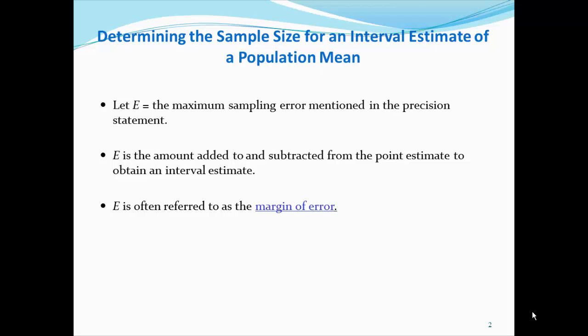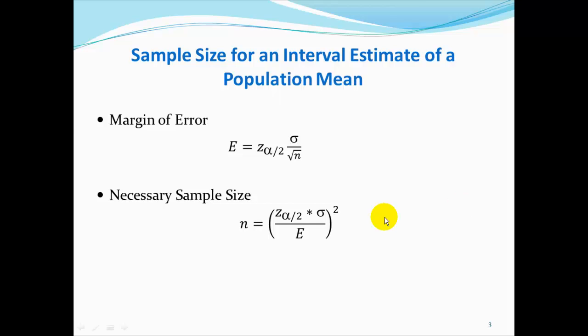If we define E as the maximum sampling error mentioned in our precision statement, and E is actually the amount that's after the plus or minus symbol in our confidence interval formula, E is referred to as our margin of error. For our confidence interval formulas, our margin of error had this structure.